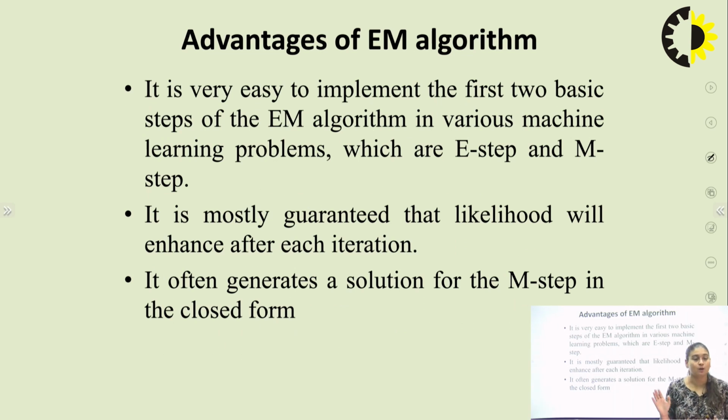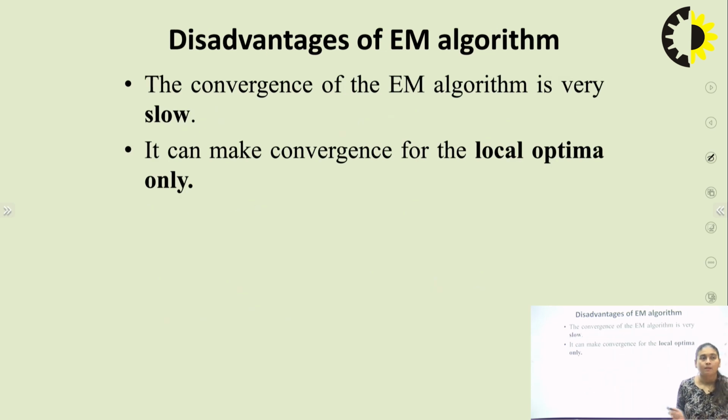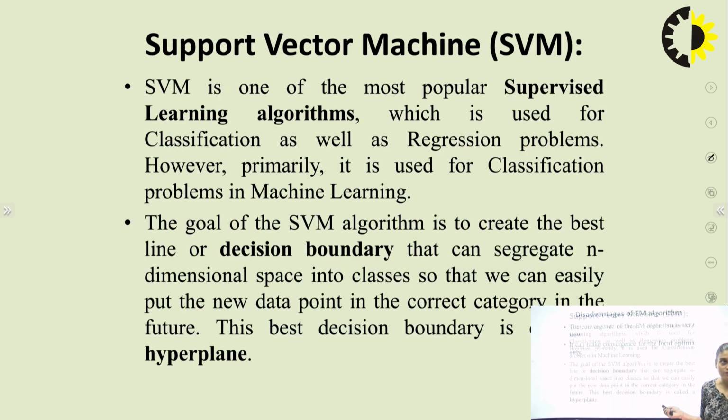What are the advantages? It is very easy to implement. It mainly involves two steps, the E step and the M step. In one we are updating the variables, in the other we are updating the hypothesis, and it is guaranteed most of the time that the likelihood will increase after each iteration, and it often gives a closed-form solution for the M step also. What could be the disadvantages? The convergence is very slow, and we have to stop when the convergence occurs. This is one disadvantage, and the other is that it can converge to local optima only, not to the global one. So this is another disadvantage.